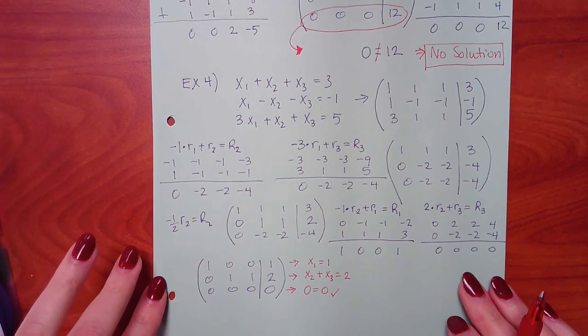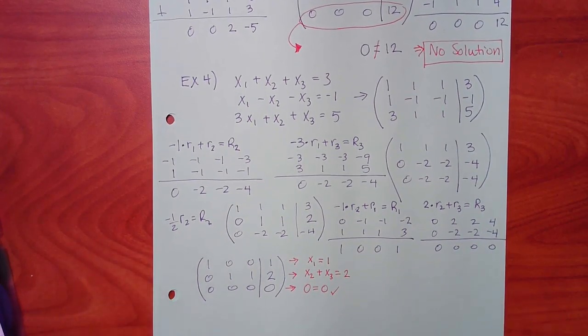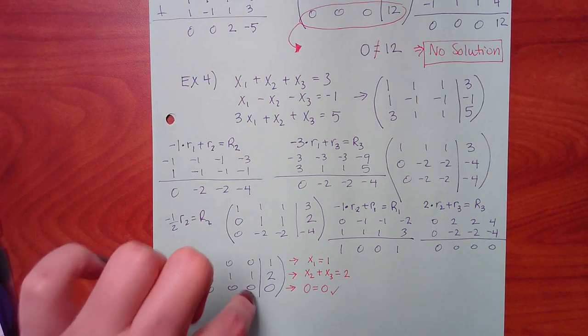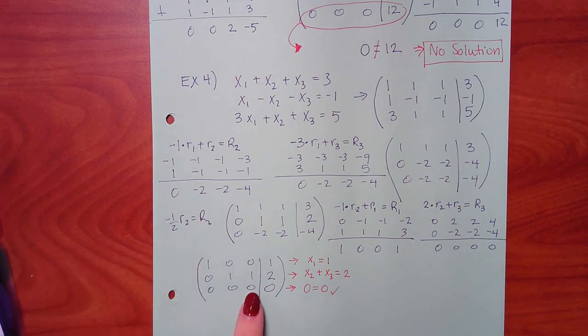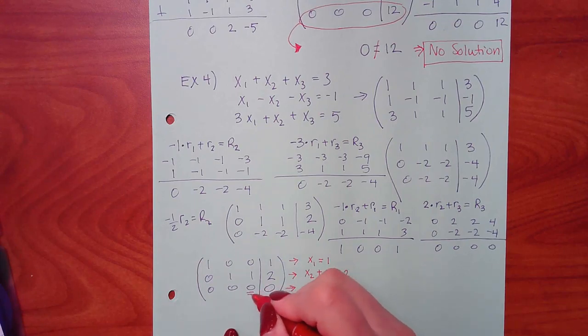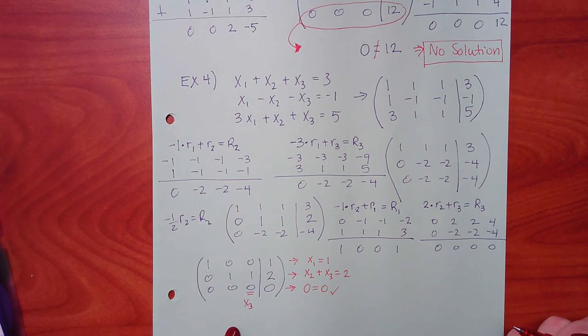Now, which variable am I not able to get the 1 for? I was supposed to have a whole row of 1s, right? This is the guy that I couldn't turn into a 1, right? Which variable does that represent? This represents x3. So what you do is you say let x3 equal t. It's going to be something. I don't know what it is, and t could be anything, right? This is where that infinite solutions come from, because it could be anything. So let it be t.